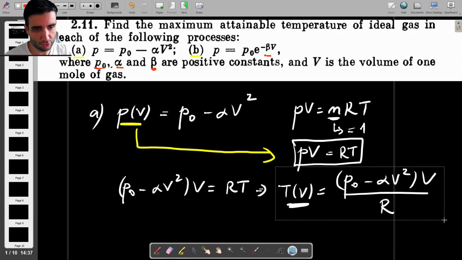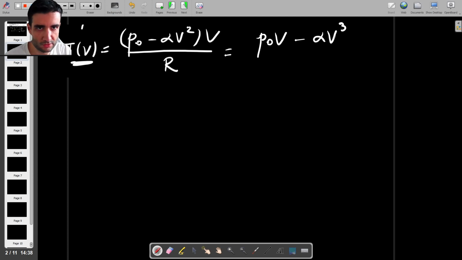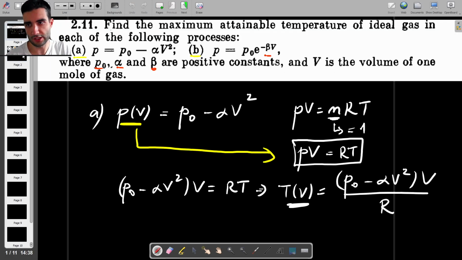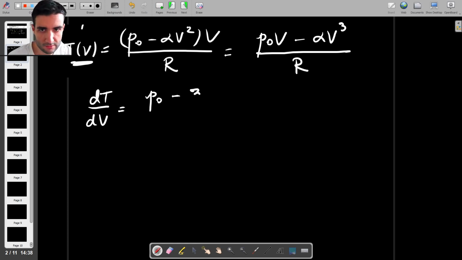Let's rewrite this in a slightly different way. This is going to be P naught times V minus alpha V cubed, everything divided by R. The question is asking us to find the maximum attainable temperature, and hopefully you all know by now that to find the maximum temperature we have to differentiate this. If we differentiate the temperature with respect to the only variable, which is volume, we get P naught minus 3 alpha V squared over R, and if we make this equal to 0, we're going to find the stationary points.